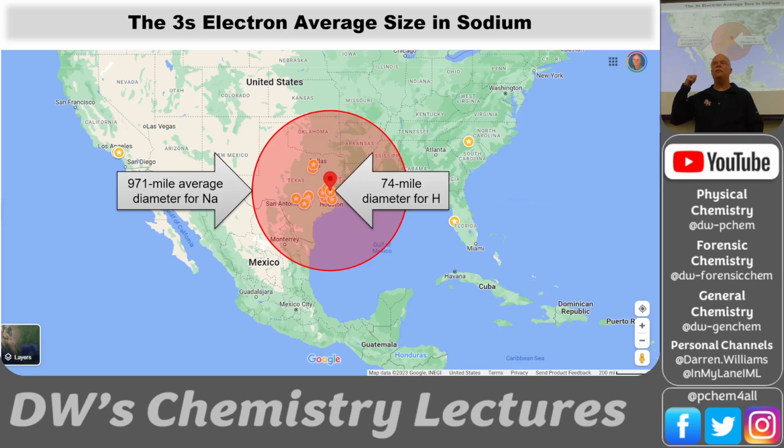Remember, this would be if the sodium nucleus was at the target, and it would be 3 of those red balls in diameter, and yet its 1s electron is at Carlsbad, New Mexico. Is it going to notice if that 1s electron is stolen? No, not at all. So that tells you how easy it is to steal that electron from sodium.